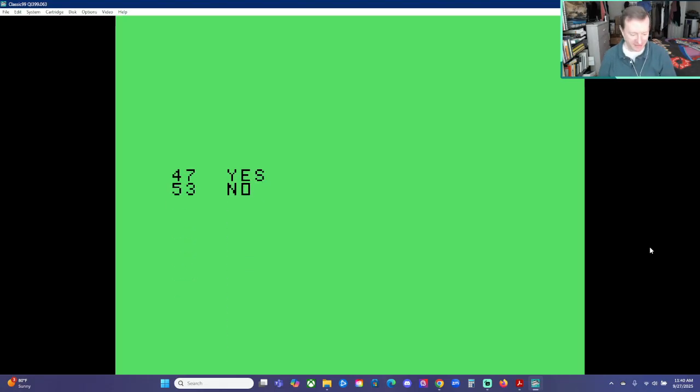Okay, 47 and 53, let's get a screenshot of that. 49 and 51. 44 and 56. Curious what the biggest spread is going to be. Oh, 59 and 41. That's quite a spread there. If we run this enough, eventually we'll get 100 yeses and 0 nos. That would be unusual, but could happen.